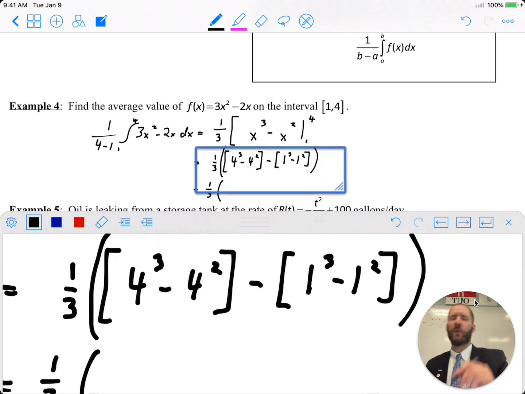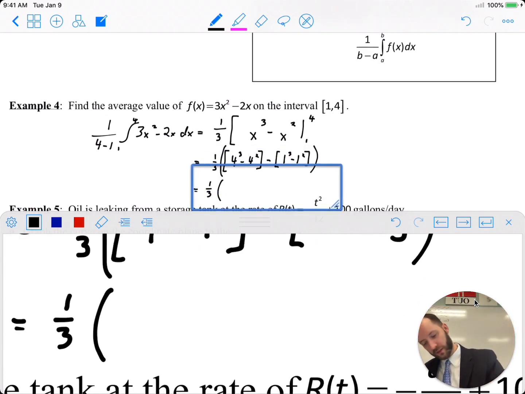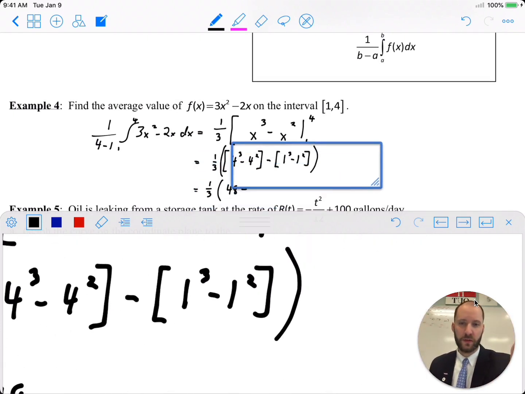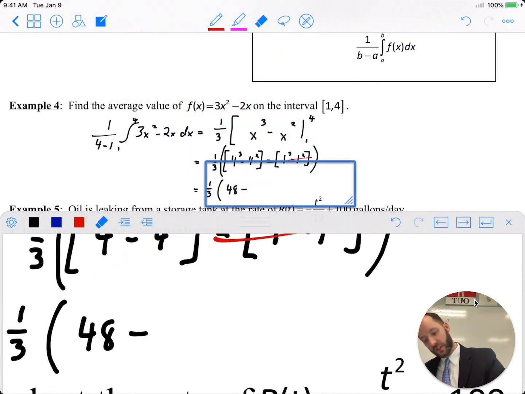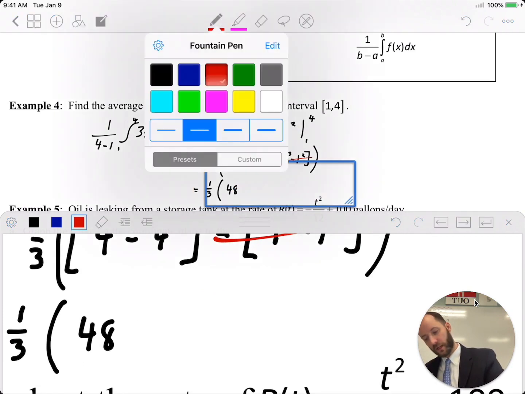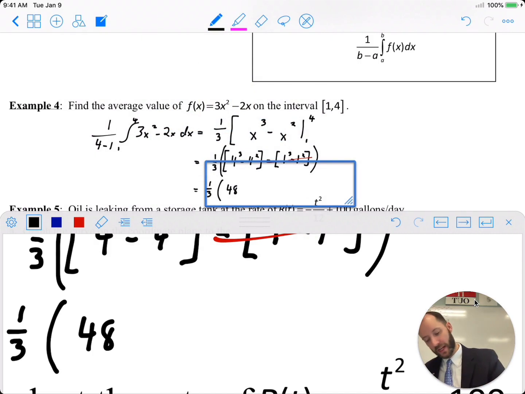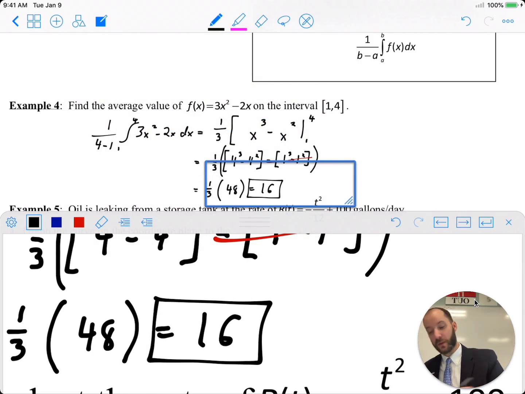So 4 cubed minus 4 squared. 4 cubed is 64. 64 minus 4 squared, 16, 48. Alright, so 48 minus 1 minus 1, okay, those all cancel out. So we just have 48. It's almost like they're written to be done by hand. Just checking whether you know the fundamental theorems.